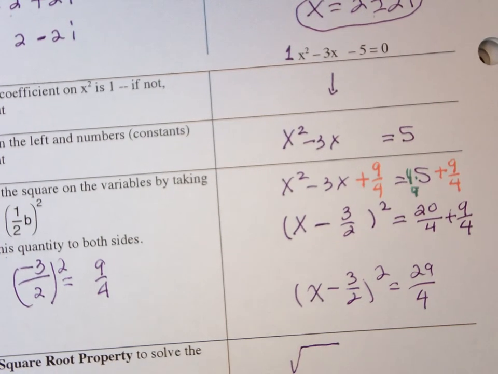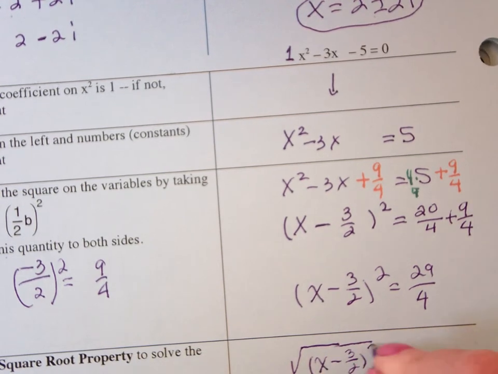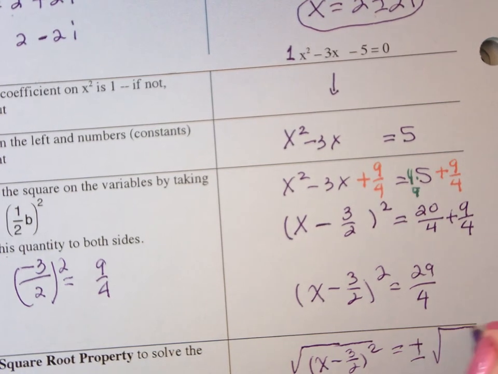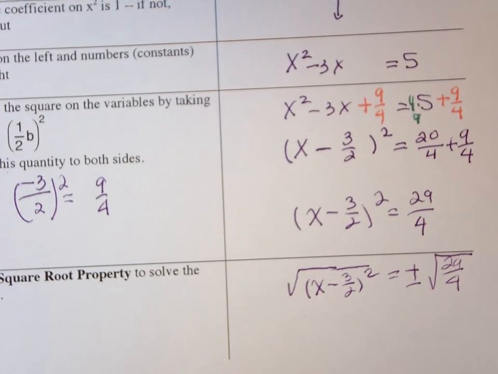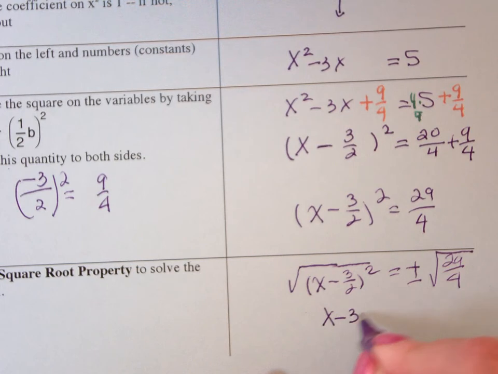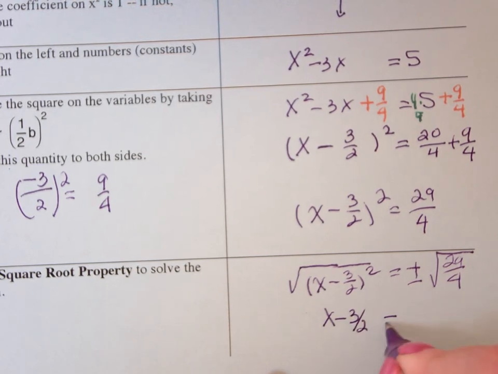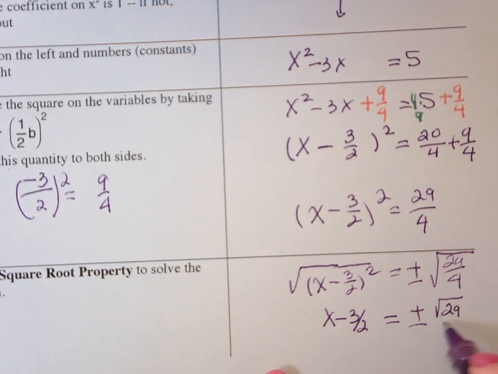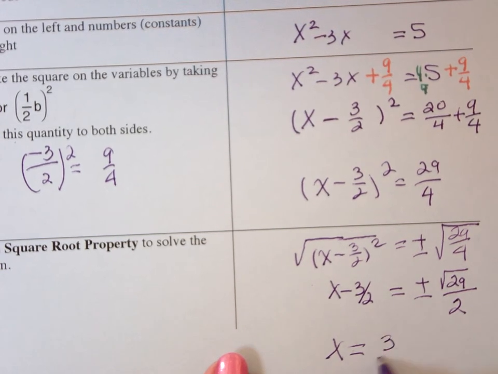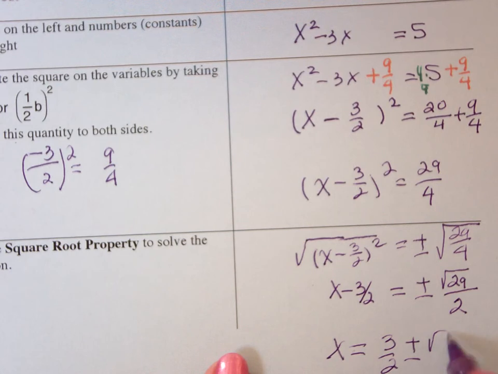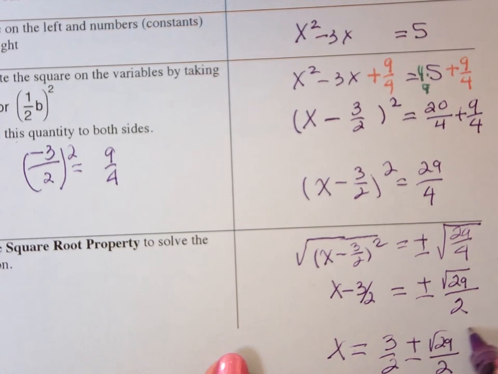So this says that x minus 3/2 squared equals plus or minus the square root of 29 over 4. Or that x minus 3/2 equals plus or minus, well, the square root of 29, that's prime, and square root of 4 is 2. Or x equals, add 3/2 to both sides, plus or minus the square root of 29 over 2, and then you can just leave it that way.